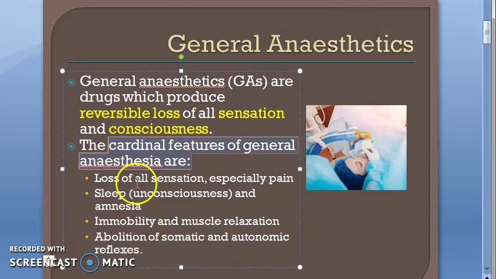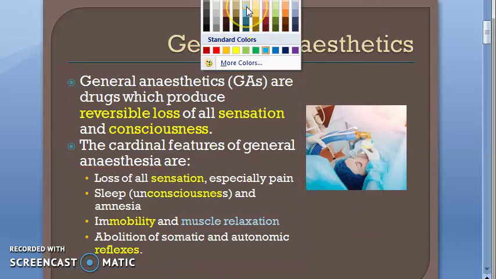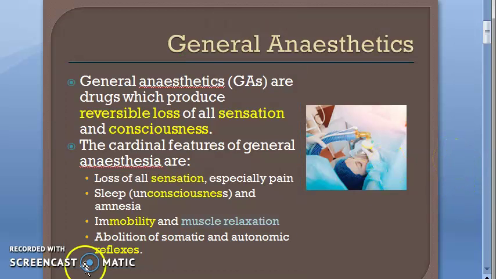What are the cardinal features of general anesthesia? Loss of sensation, loss of consciousness, immobility, muscle relaxation, abolition of somatic and autonomic reflexes. So reflexes are lost, consciousness is lost, sensation is lost, especially pain is lost, immobility, he can't move, loss of mobility you can say, muscles are relaxed, and abolition of reflexes. Okay, this is the only kind of different word if you want to put it like this. Got it right? So general anesthesia you have understood.